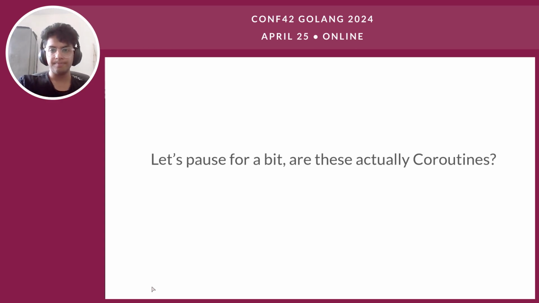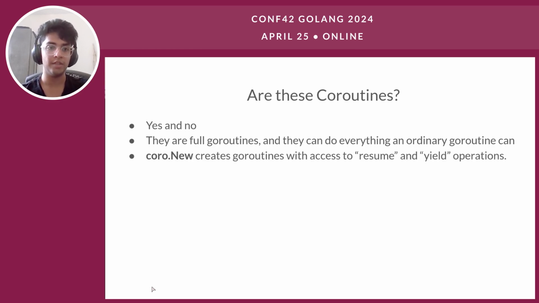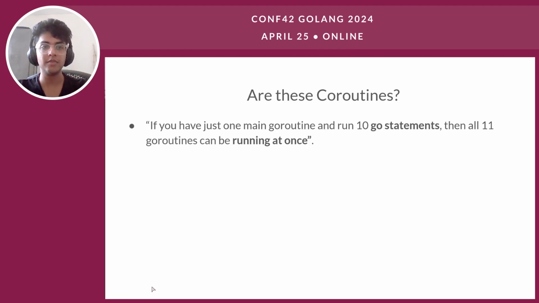So let's pause for a bit. Are these actually coroutines? They're still full Go routines, and they can do everything that an ordinary Go routine can. Your coro new just creates Go routines with access to resume and yield operations. Unlike the Go statement, we are adding new concurrency to the program without parallelism, right? So if you have 10 Go statements in your main function, now you have 11 Go routines running, and they can be running at once. So your parallelism has actually gone up to 11.